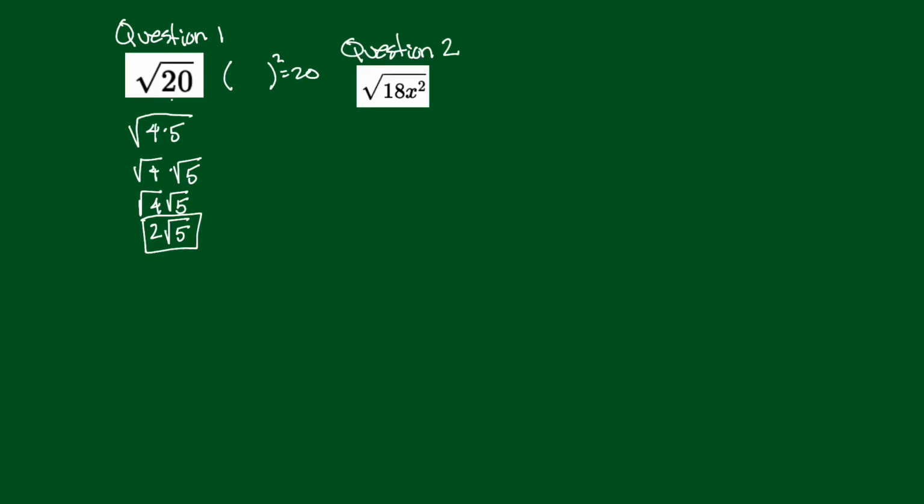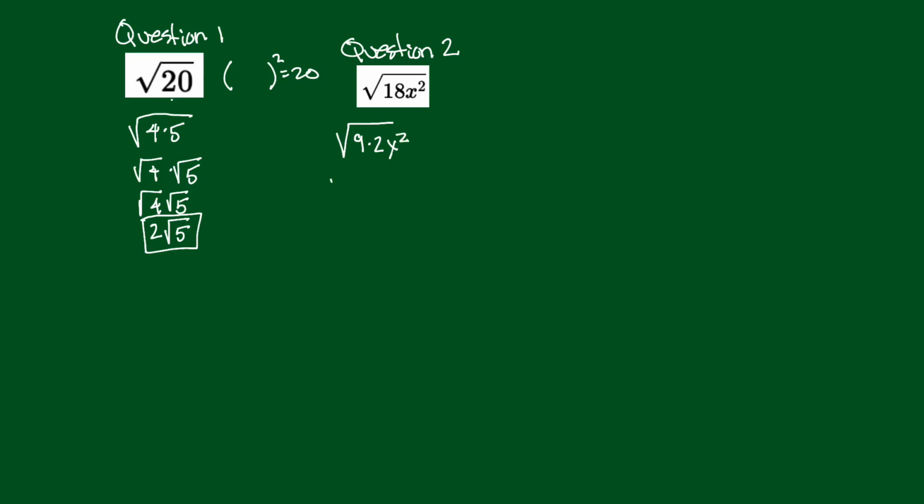Square root of 18x squared. Well, I don't know a square root of 18, but I can break 18 into two numbers, one of which I know the square root of. Now, 2 squared is 4, and 4 doesn't go into 18, but 3 squared is 9, and 9 goes into 18. So I'm going to rewrite this as 9 times 2, and then the x squared.